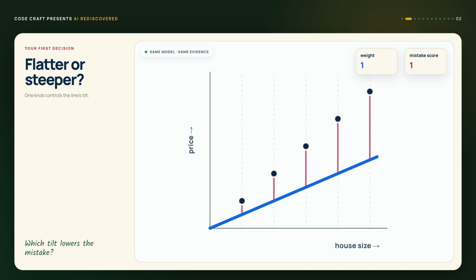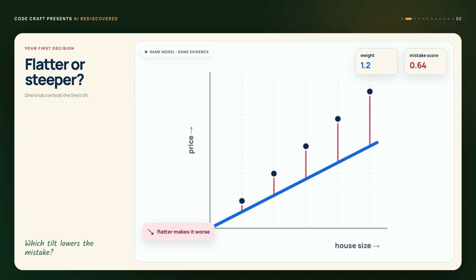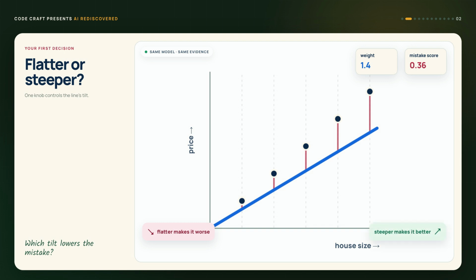First, make the line a little flatter. The predictions move farther from the dots, and the mistake score rises to 1.00. Put it back. Now, make the line a little steeper. The gaps shrink, and the score falls to 0.36.